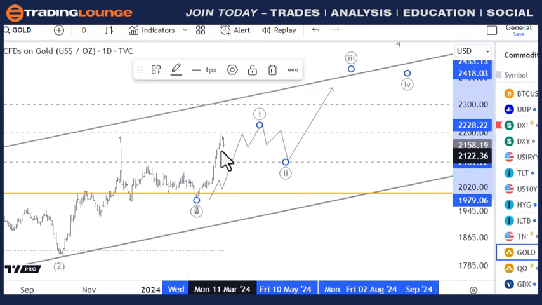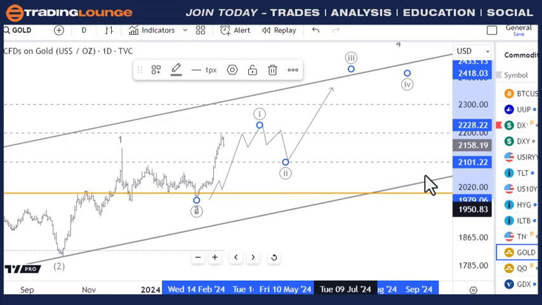But we've got time. Wave one was a good couple of weeks at least, so we still have a couple of weeks to get to the top of this as well. So we've got plenty of time to make decisions about that.